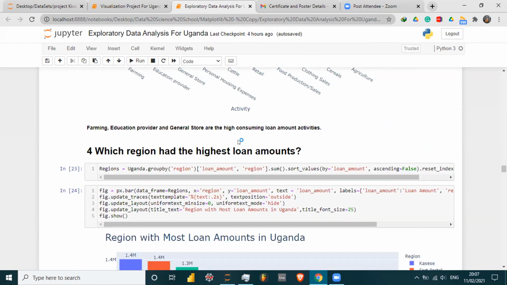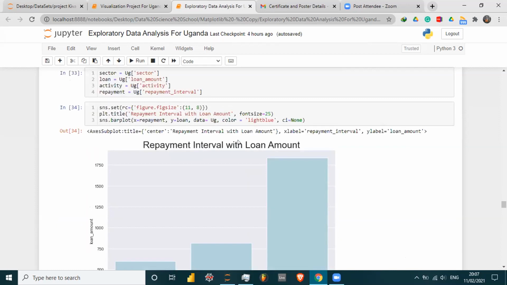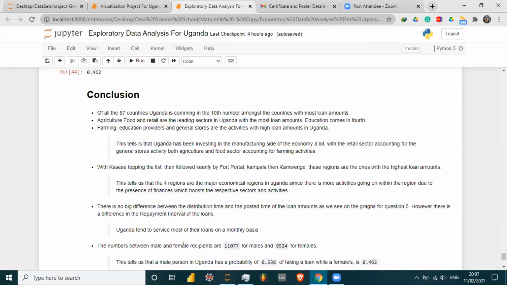So actually, I wrote a conclusion of the whole data here, where farming, education, providers and general store are activities with high loan amounts in Uganda. This tells us that Uganda has been investing a lot in the manufacturing side of the economy, with the retail sector accounting for the general stores activity, and both agriculture and food sectors accounting for farming activities.